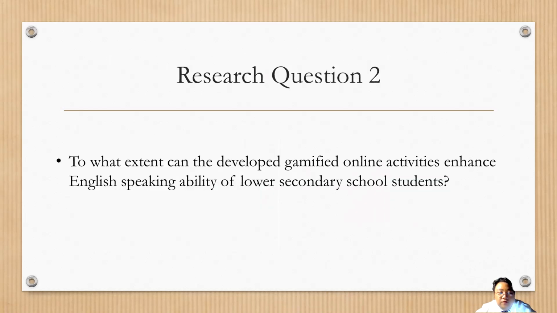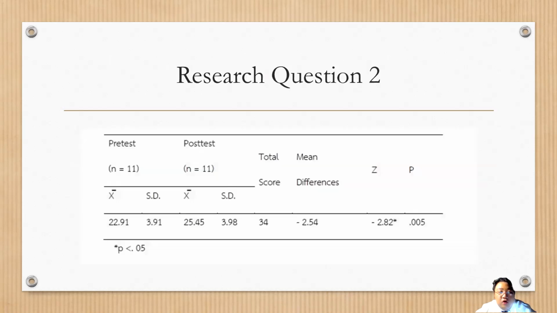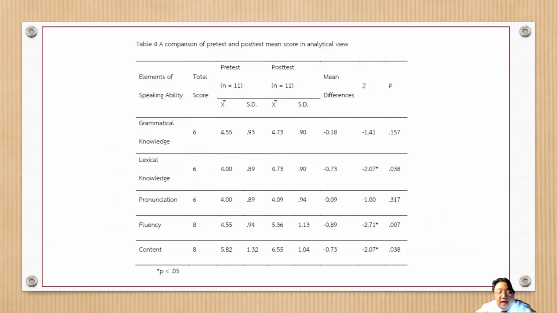And for research question 2, we can see that the overall score of the students has shown a significant difference between the post-test and pre-test. The students overall have a higher mean score in the post-test, with a mean difference of minus 2.54. However, when we look into it in an analytical view, we can see that there are only three elements that are significantly improved, including the lexical knowledge, the fluency, and the content.